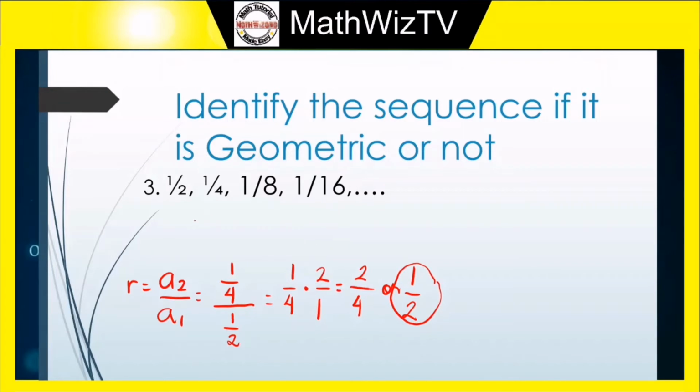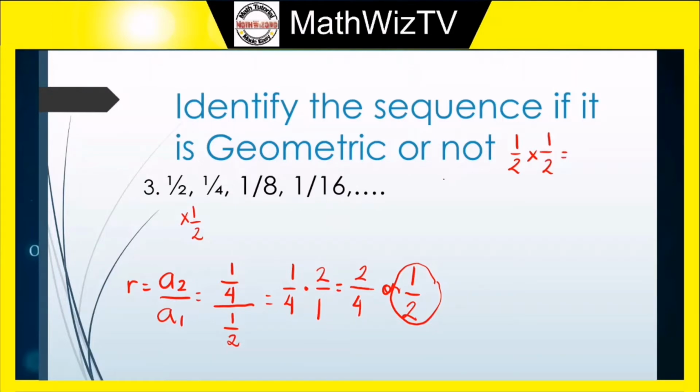Therefore, we need to multiply it to our first term to get the second term. So first, we multiply 1/2 times 1/2. So multiply it to 1/2, our first term. So 1/2 multiplied to 1/2.